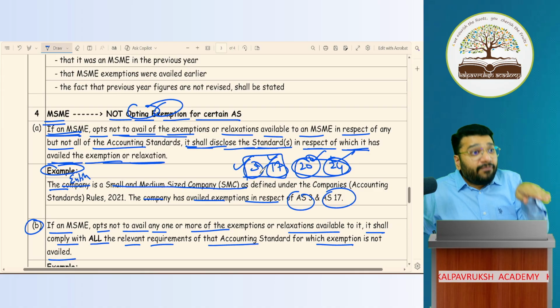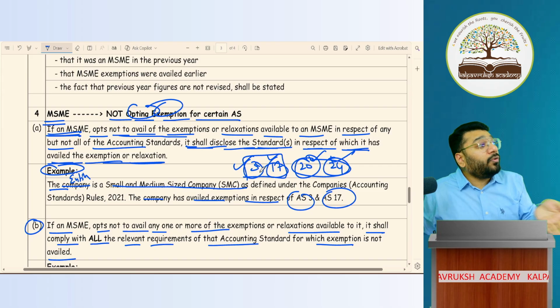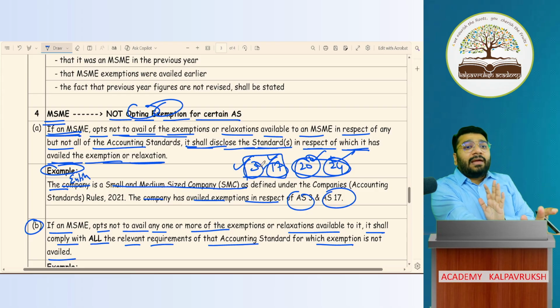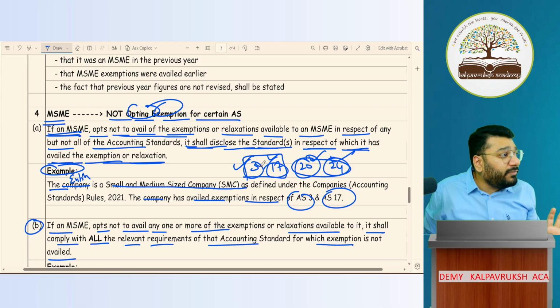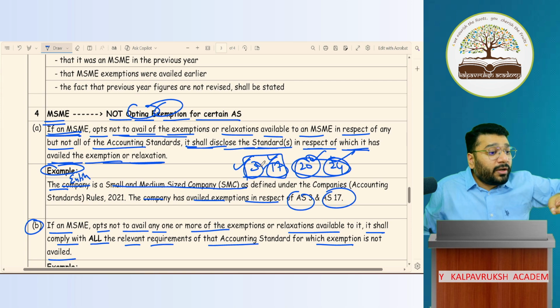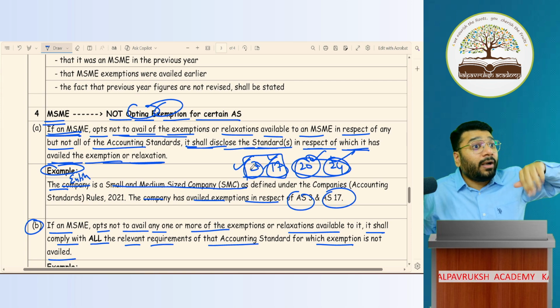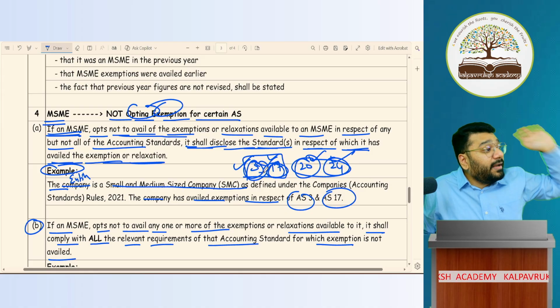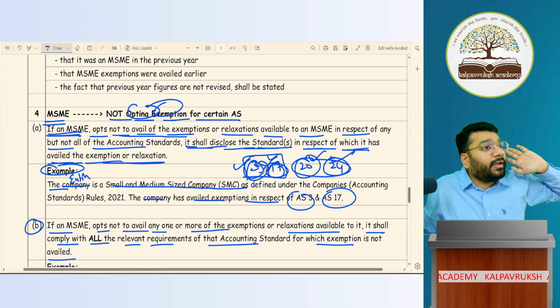So when you're opting for AS 3 and 17, you have to comply with full AS. You can't say, selected points I will show, selected points I will not show information. If you are not availing exemption for 3 and 17, then full AS 3 and 17 has to be applied and followed. Got it, not got it?